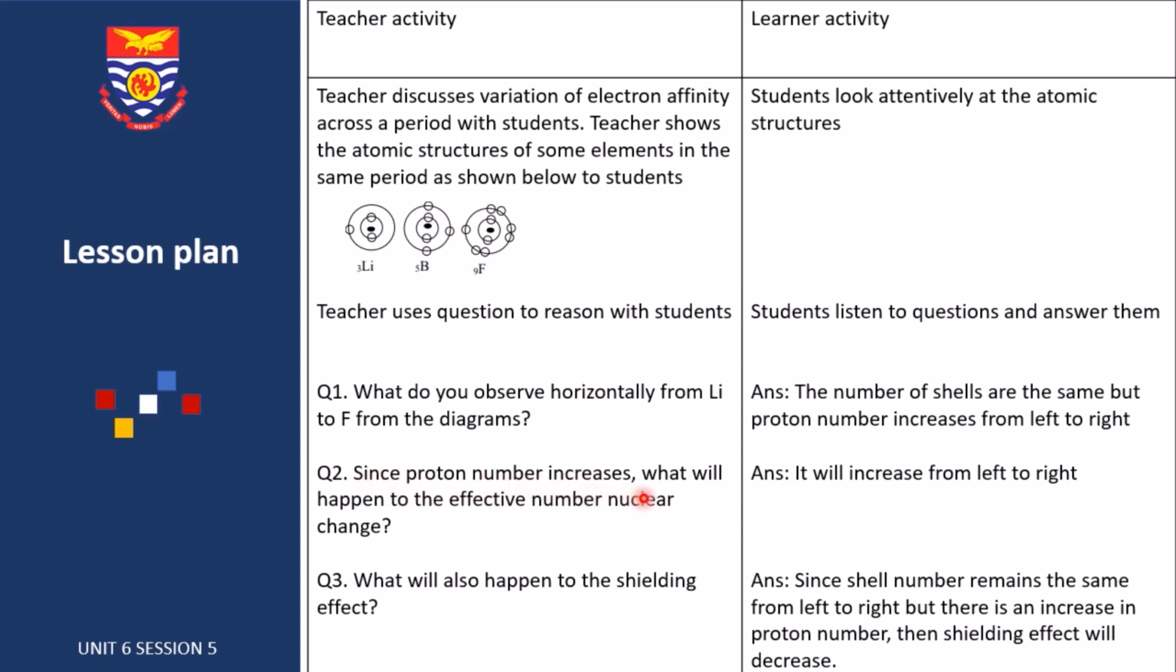Since proton number increases, this will be a follow-up to this question. What will happen to the effective nuclear charge? Students would also provide this response. Then, what will also happen to the shielding effect? Students provide this response. Alright, so these things will go on in the teacher learner activity columns.